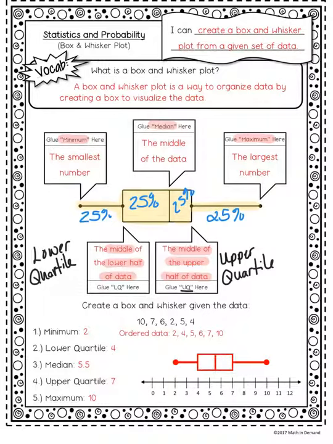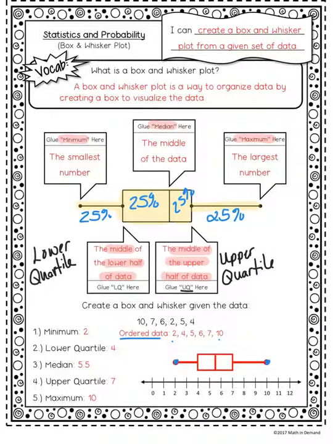Now, to create a box and whisker, what we do is we first put the data in order. We order it from least to greatest. Then we create a number line, making sure our number line goes from at least the minimum up to the maximum. And then we put a dot at the minimum number, which was 2, and we put a dot above the maximum number, which was 10.